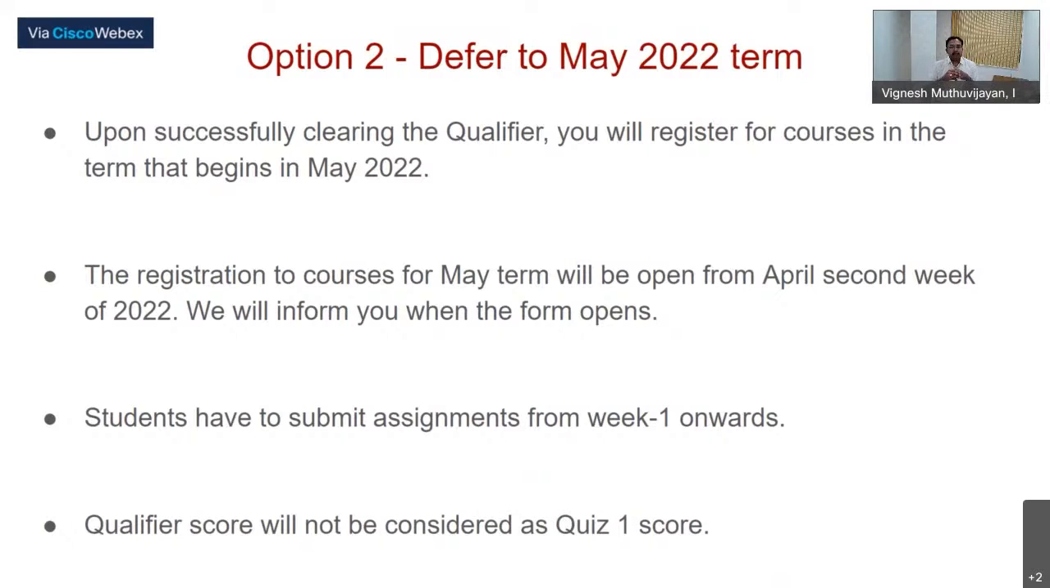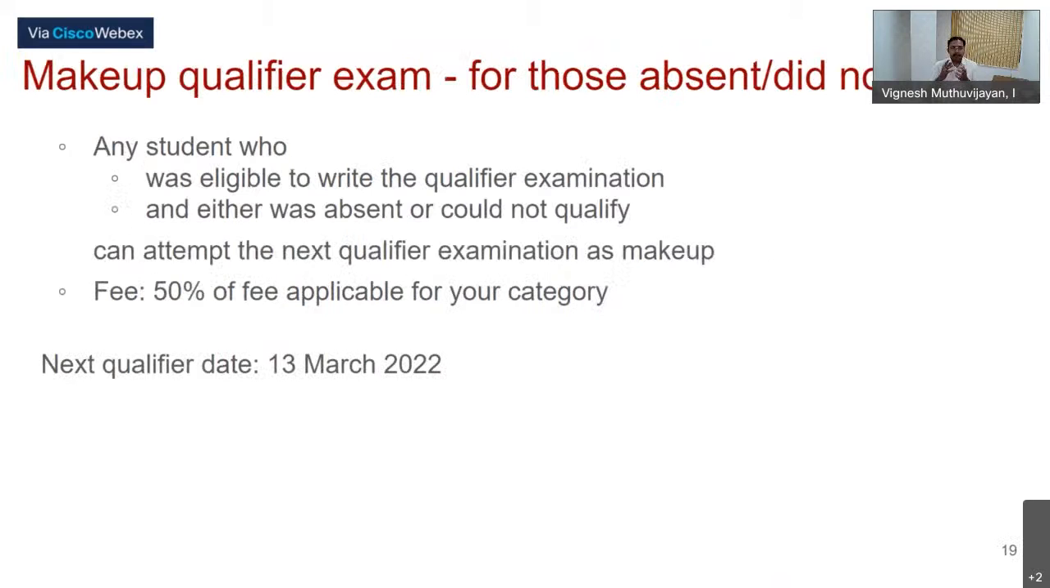The students have to submit assignments from week 1 onwards in the May term. Unlike in the January term where you would have already submitted 4 assignments, here you would again start from week 1 assignments and keep submitting all of them. And the qualifier score will not be considered as your quiz 1 score. You have to reappear for the quiz 1 exam, which will happen during the May term. That might be sometime in June or so. The dates will be finalized later.